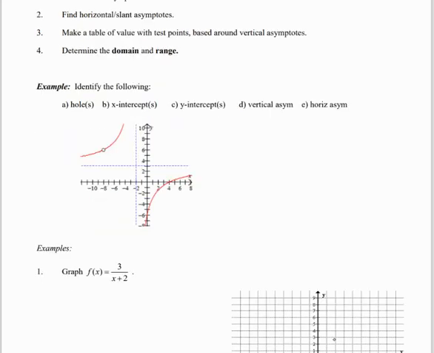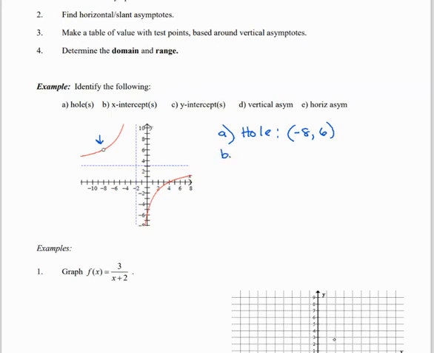Let's look at this first graph that's given. We're going to identify key parts so that you understand what these different vocab words mean. In this case, our hole is this open circle right here. So we have a hole at the ordered pair -8, 6. That means at -8, we had some factor of x plus 8 on top and bottom, because that gives us a -8.